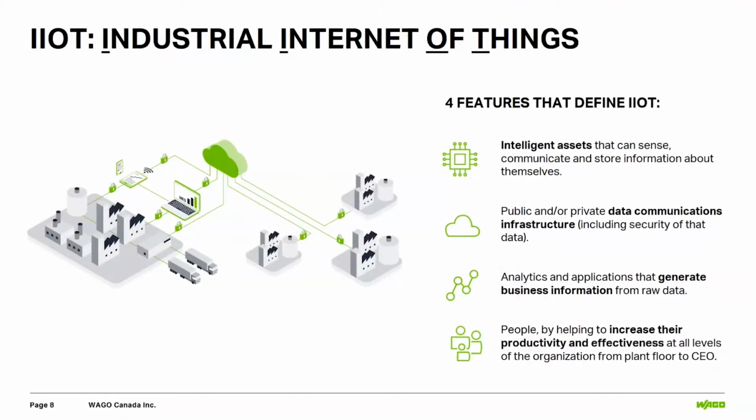So the first was intelligent assets that can sense, communicate, and store information about themselves. So we're talking now about, you hold your phone and it's basically a smart computer. We have smart devices everywhere and they're getting smaller and smaller. So in IIoT, we want intelligent devices that can sense, communicate, and store this information.